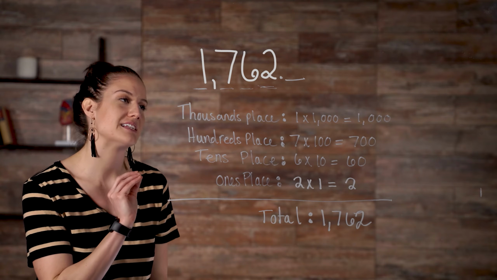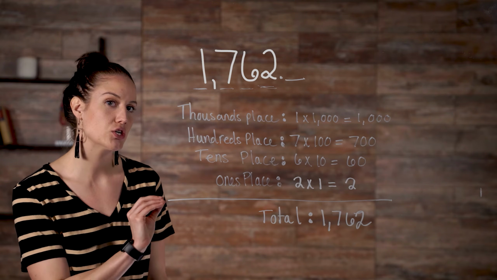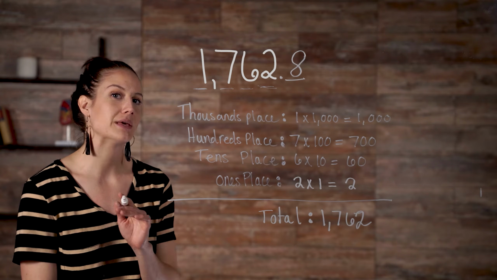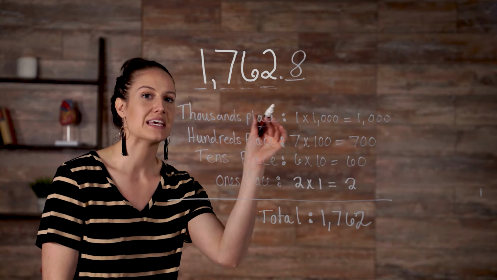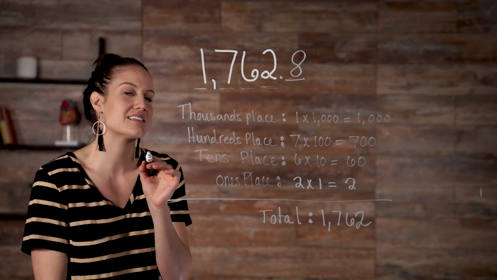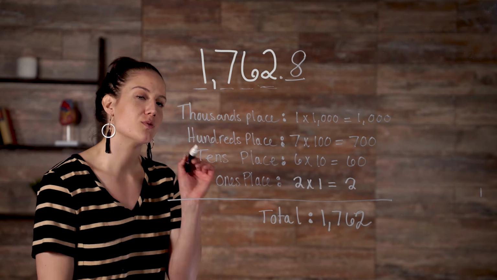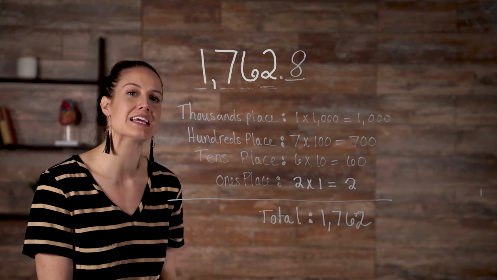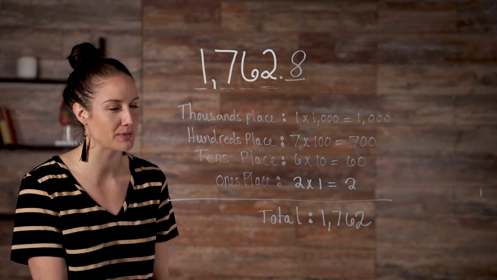Let's look at 1,762.8. The 0.8 behind the number 2 equals 8/10 of 1 whole. So that was a review of numbers in their place value. Let's take a look at how to actually multiply decimals. You multiply decimals just like you would normal whole numbers. The trick is understanding how and when to move the decimal point so you get the right answer.